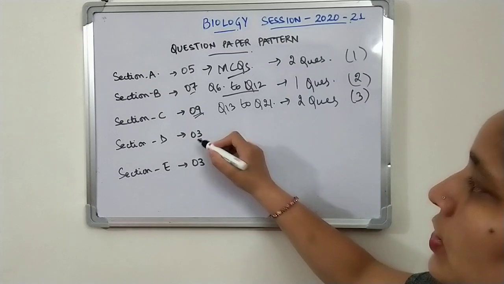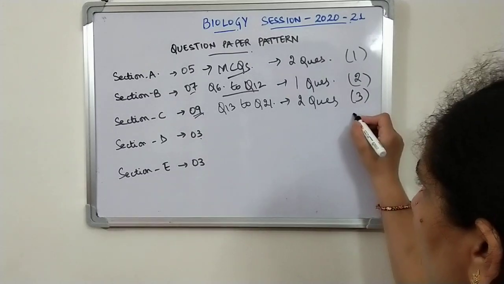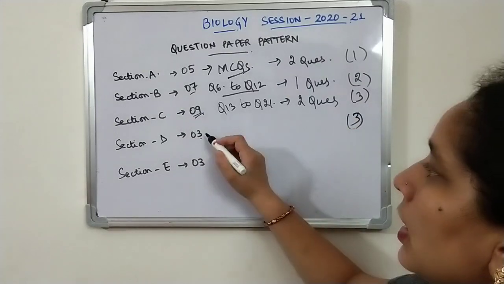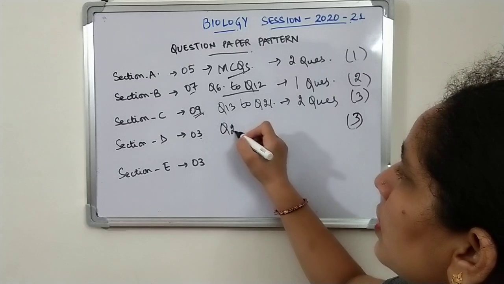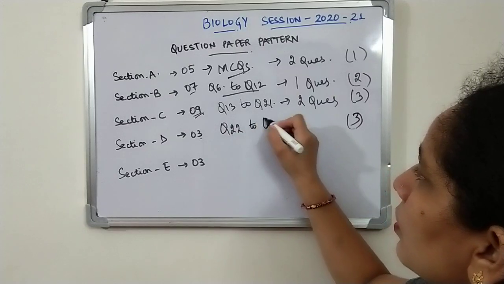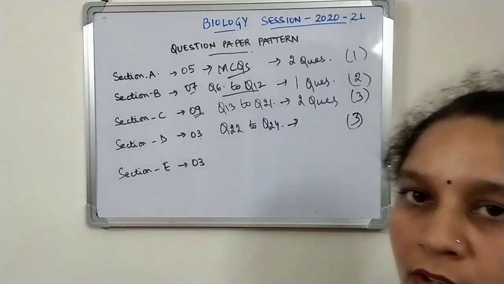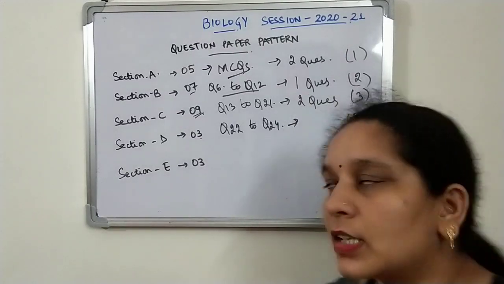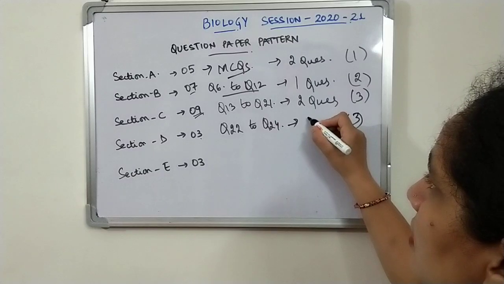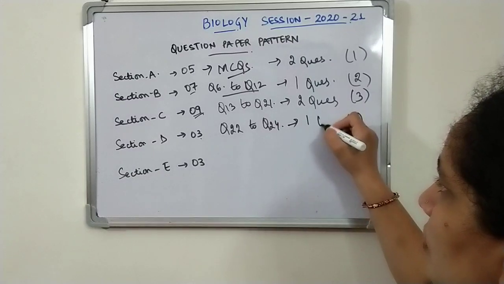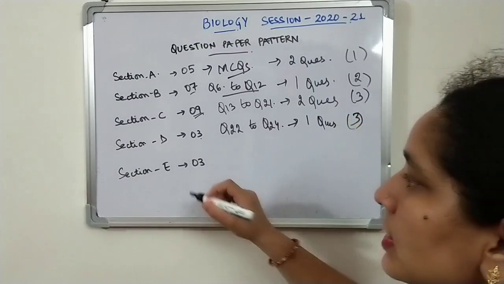Now section D is also of 3 marks. Okay, the questions are from question number 22 to question number 24. In how many questions are there internal choices? There is 1 question that has an internal choice.